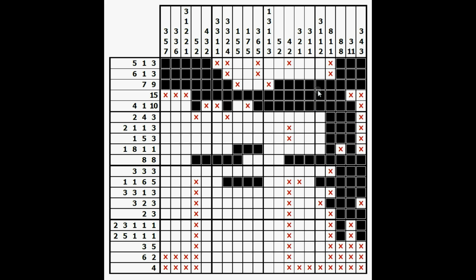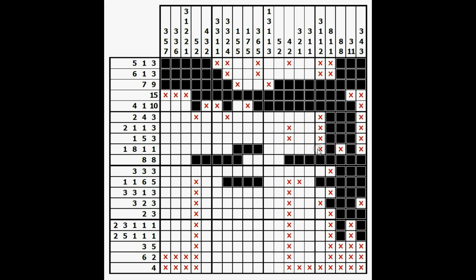Back to the top here. The top had to be 3, 1, 2, 3. 3 can't fit there, so these had to be the 3. So there's X, X, X. That had to be 3. This had to be 3, so 3, X, see right there. This has to be 3, see right there, so 1, 2, 3, X. This was 1, 1, 8, 1, 1, X.